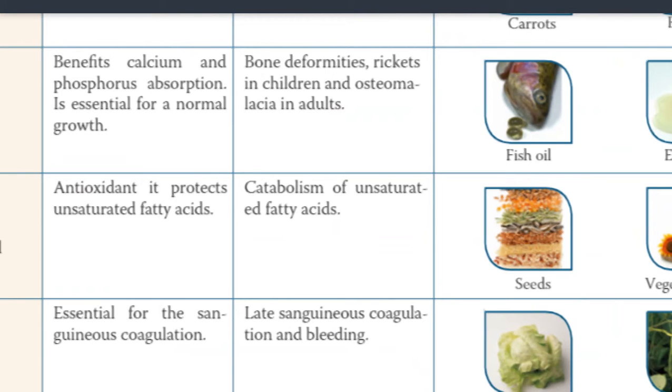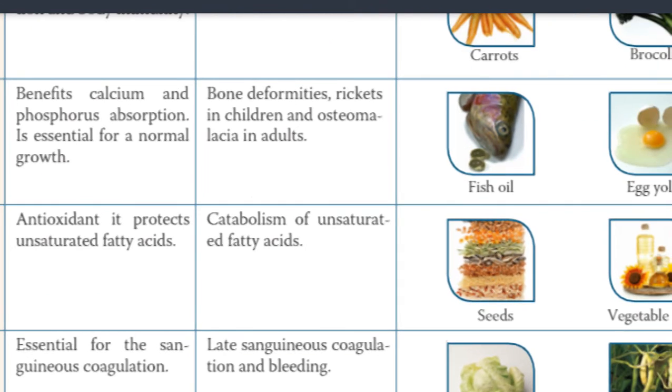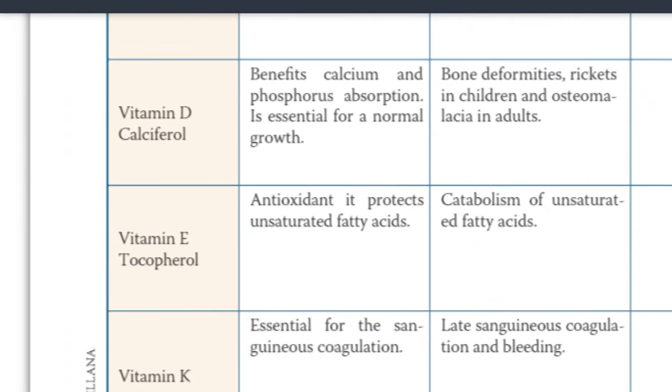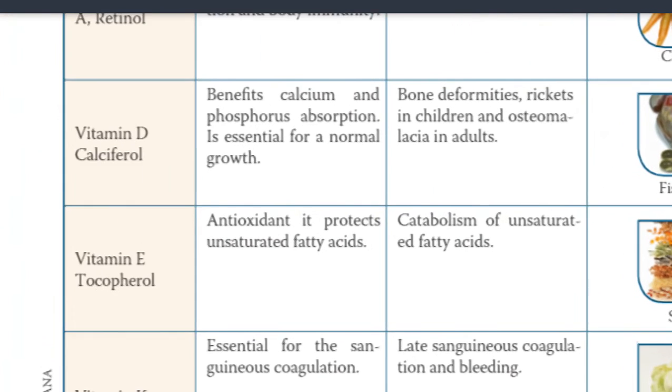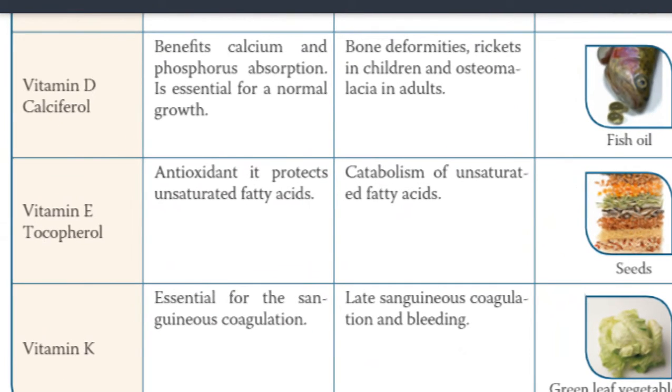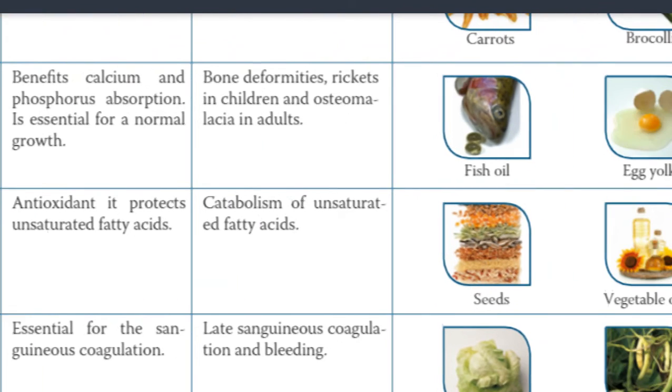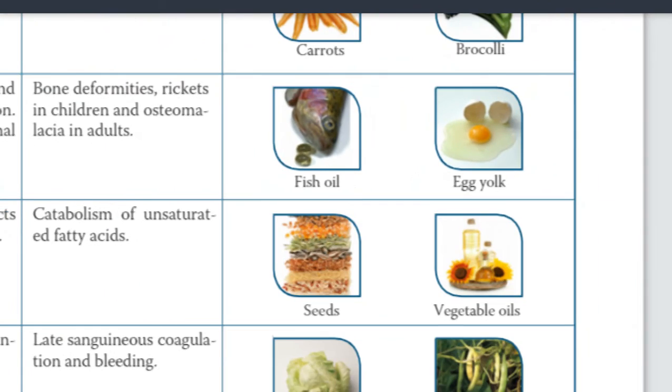Now, vitamin E or tocopherol is an antioxidant. It protects unsaturated fatty acids. What happens when we don't have enough vitamin E? Well, catabolism of unsaturated fatty acids. It means that we are going to have a big ingestion and absorption of fats, and that's not so good. Vitamin E helps us to control that excess of fat in our body.